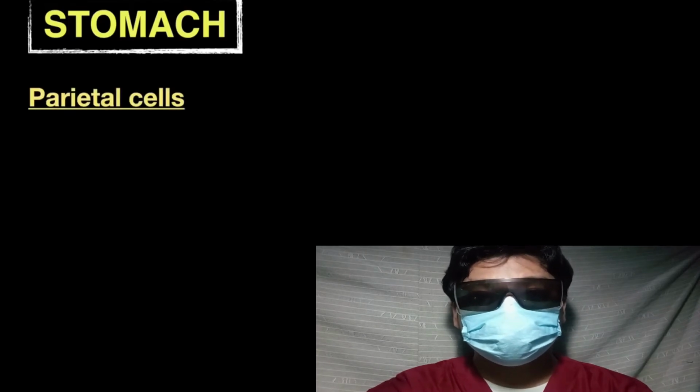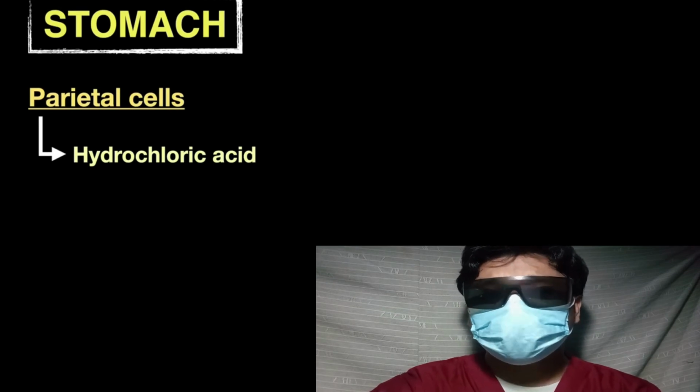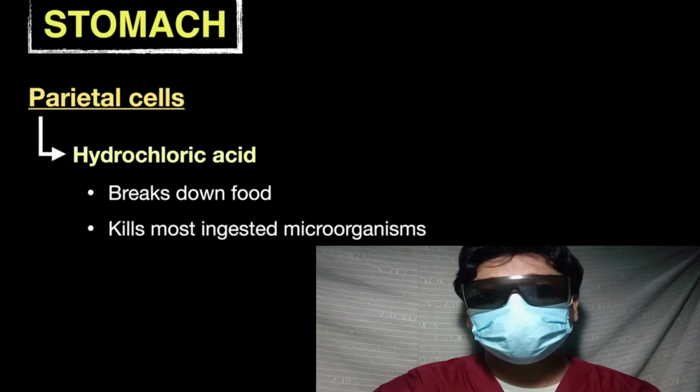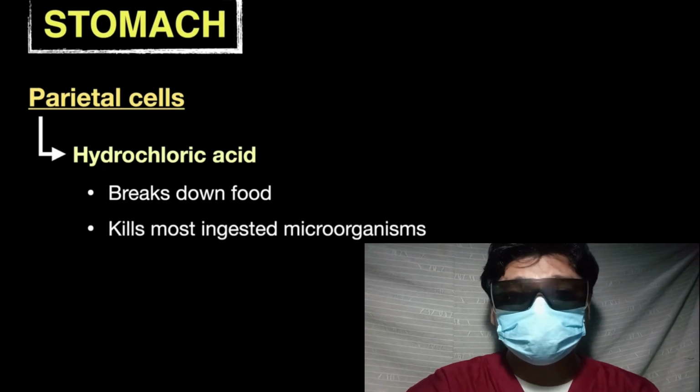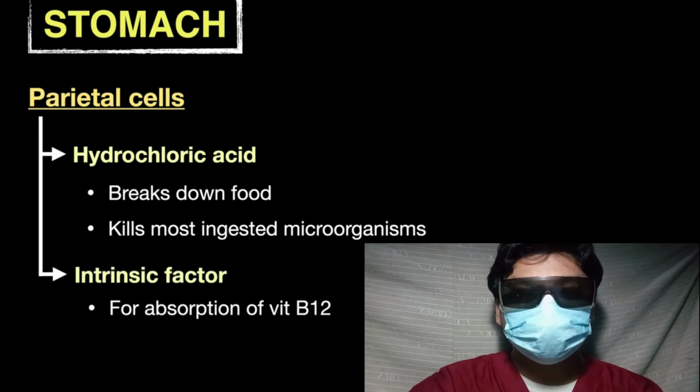Along the wall of the stomach are important cells, which secrete important substances. First are the parietal cells, which secrete hydrochloric acid. This acidic product plays a role in the breakdown of food. Also, it kills most ingested microorganisms. The parietal cells also make the intrinsic factor, which is necessary for the absorption of vitamin B12 in the body. The absence of this intrinsic factor leads to the condition called pernicious anemia.